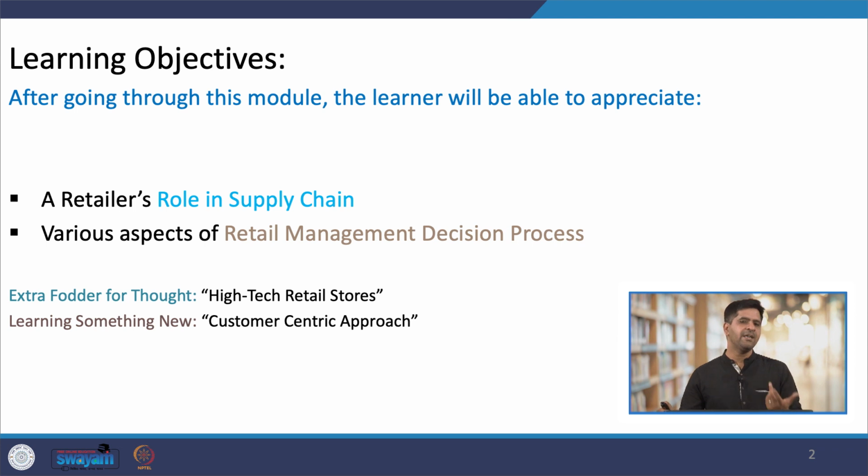Along with that, we'll again be getting to the two exciting elements, one of which is going to be extra fodder for thought. We'll be looking at how technology lies at the fulcrum of the stores which have been opened by Alibaba and are basically called Hema stores. Along with that, we'll also be understanding what we mean by a customer centric approach. So these are again going to be the two highlights, along with understanding the basics of retail marketing strategy.